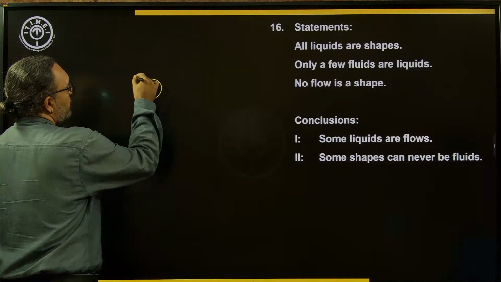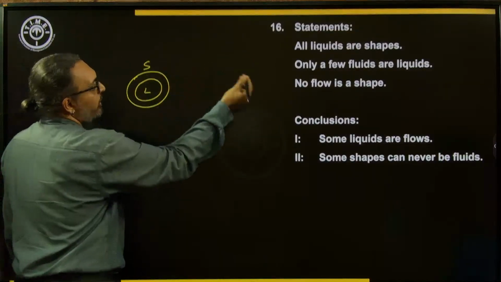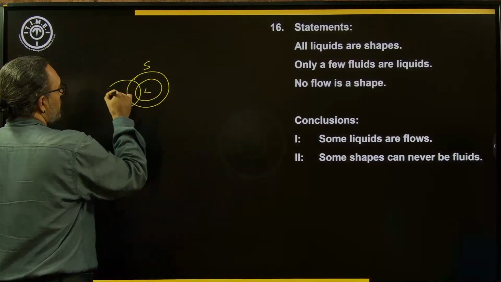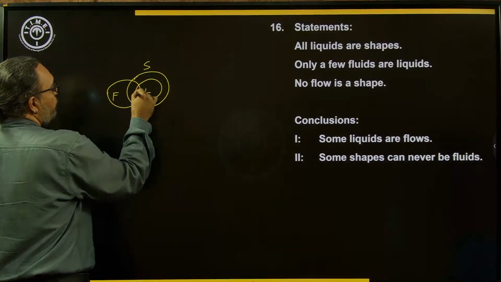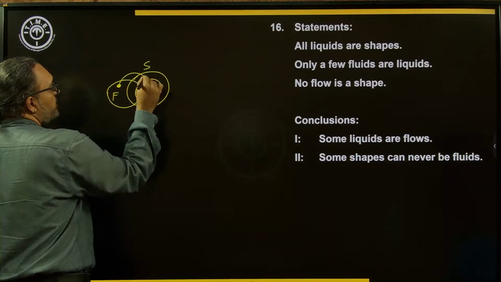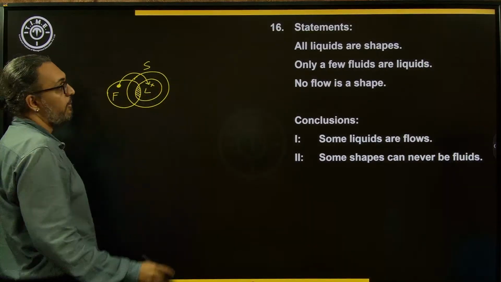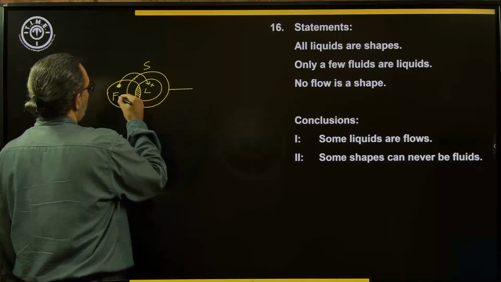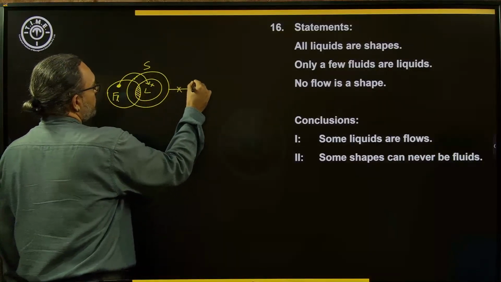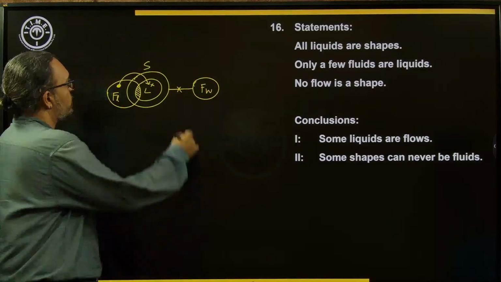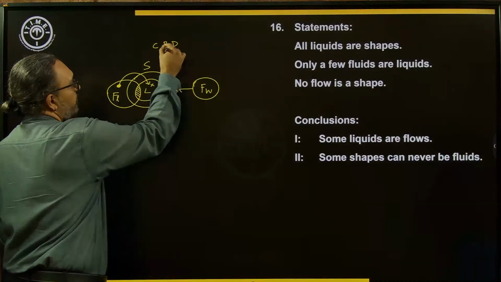Now we have: all liquids are shapes. Then only a few fluids are liquids. So like this, only a few fluids are liquids. So there should be some fluids never inside the liquids. Some part of fluid should always be outside liquids. And no flow is a shape. So this is fluids, and no flow is a shape. So this is going to be our combined diagram.